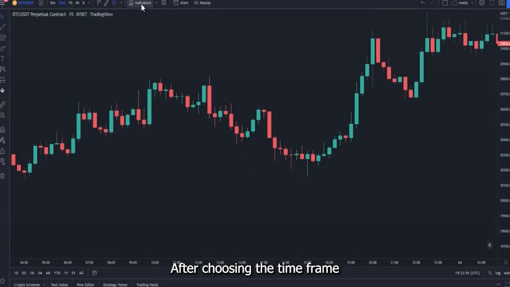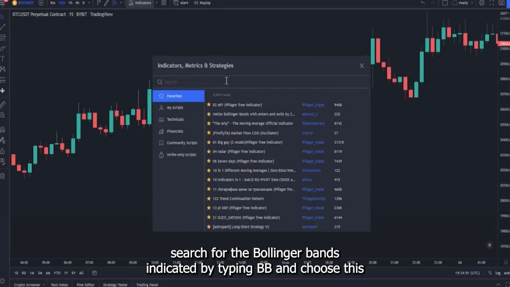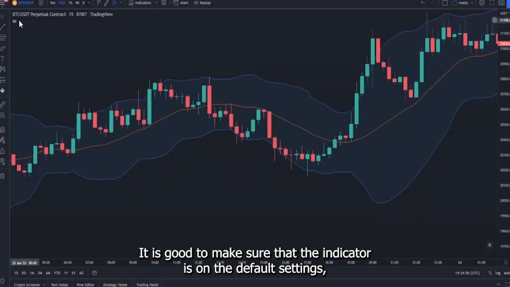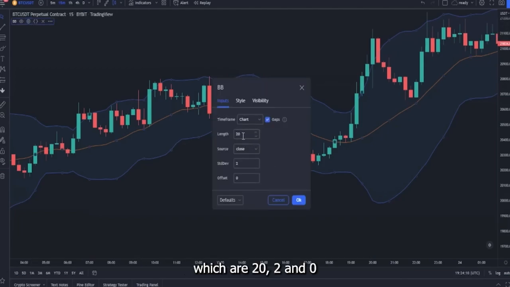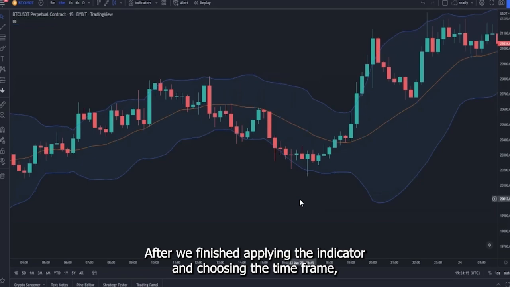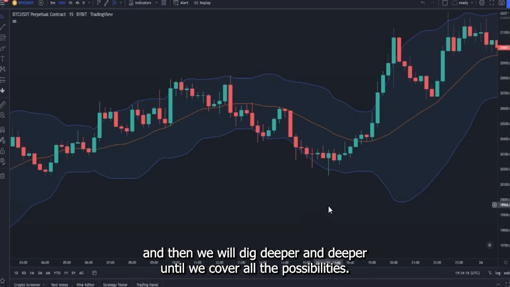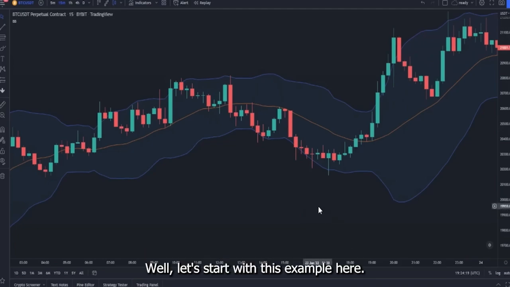After choosing the time frame, search for the Bollinger Bands indicator by typing BB, and choose this unmodified indicator, which is located under the technical section here. It is good to make sure that the indicator is on the default settings, which are 20, 2, and 0. After we finished applying the indicator and choosing the time frame, we'll start with the easy example, and then we will dig deeper and deeper until we cover all the possibilities. Well, let's start with this example here.